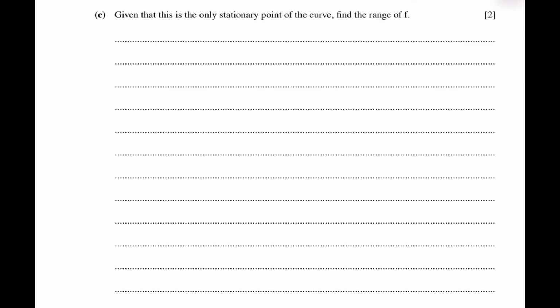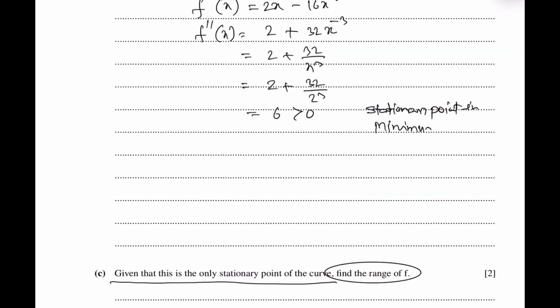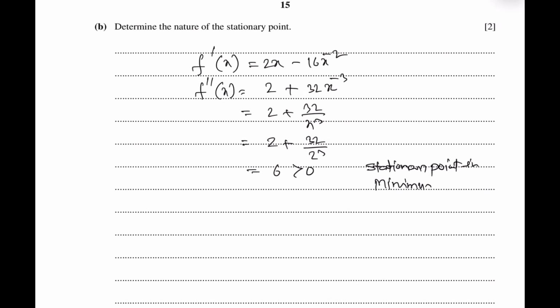Now, given that this is the only stationary point of the curve, as mentioned in the question, find the range of f. Our target is to find the range of f. Since it is already proved that this point is a minimum point, all the points are minimum points.